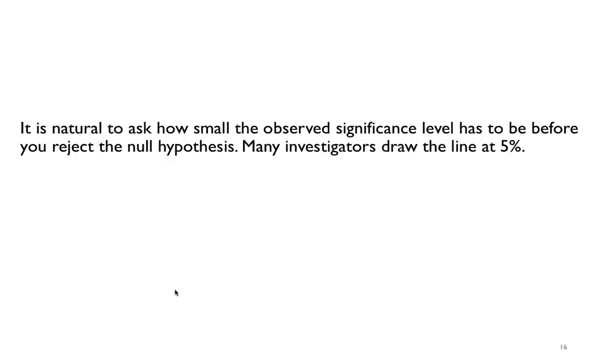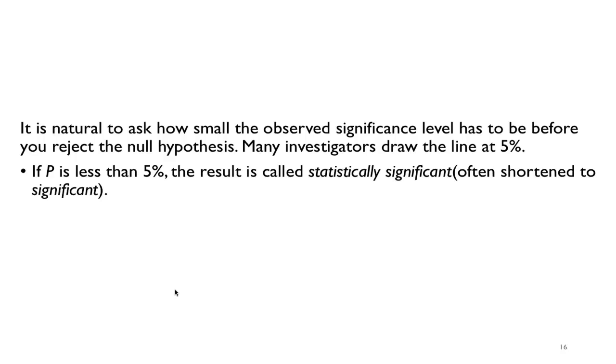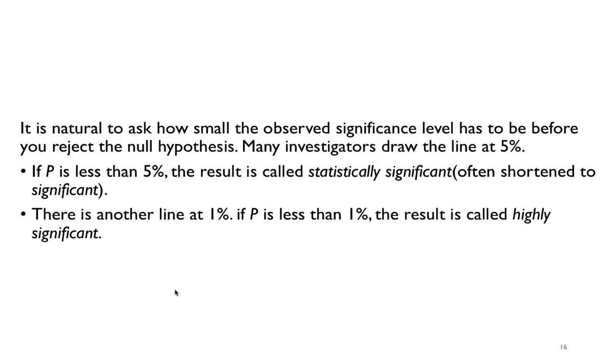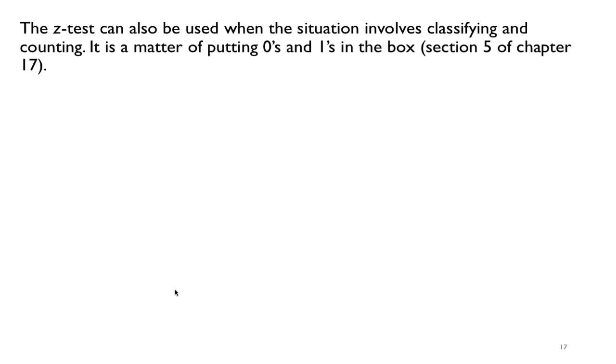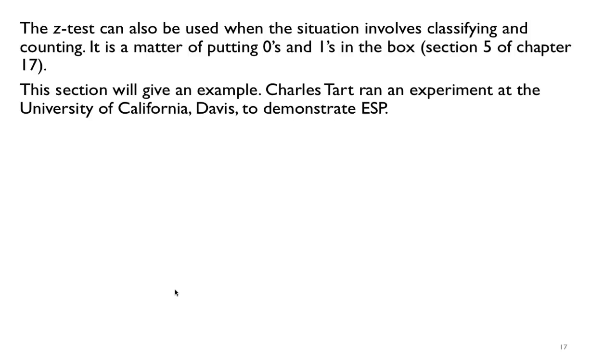So where do we draw the line? What is considered too small? A lot of people consider 5% to be the boundary. Anything less than that, we should reject the null hypothesis. So if P is less than 5%, the result is called statistically significant or significant. Sometimes people put the boundary at 1%. If P is less than 1%, then the result is highly significant, even more evidence to reject the null hypothesis.